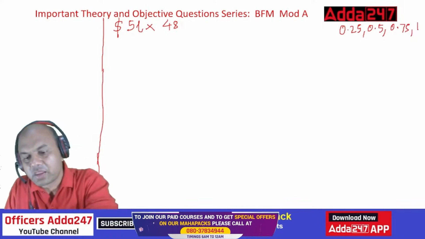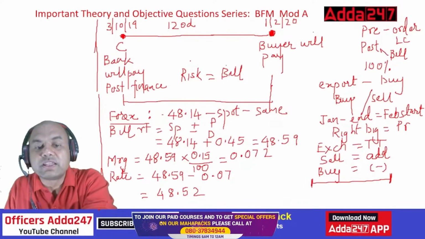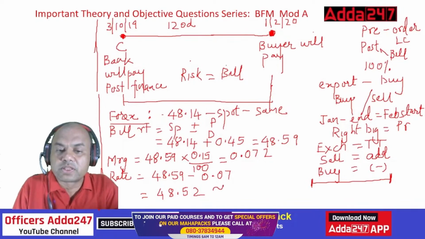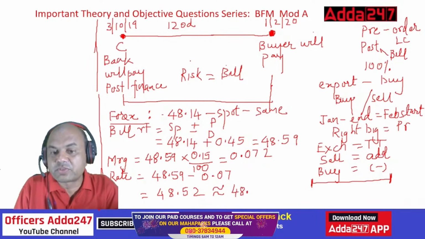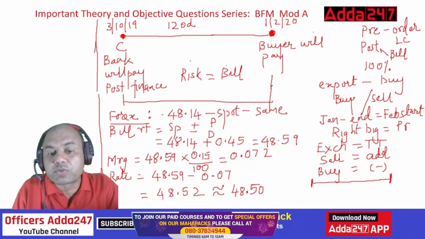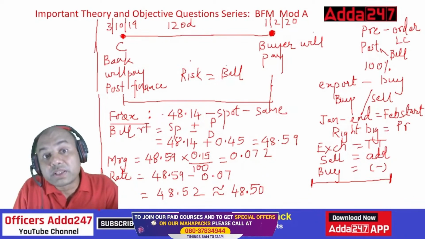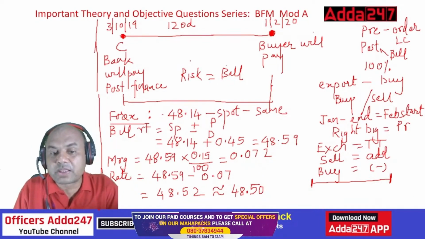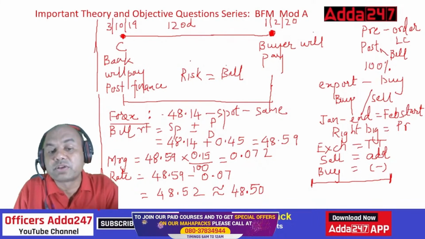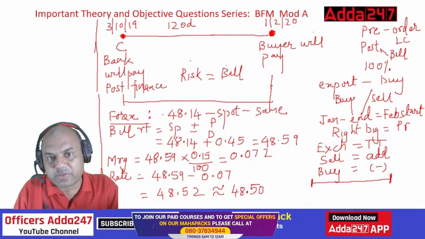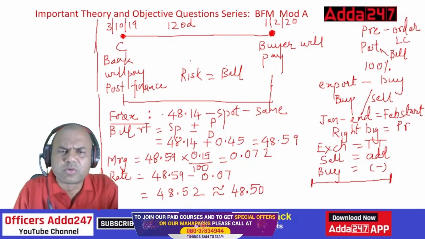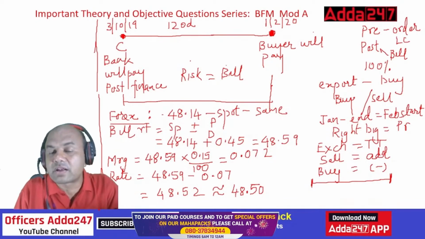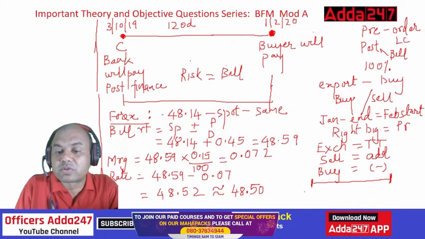So what is my rate over here? 48.52. What is the nearest 0.25 to this? It is 50, right? So I'll be using 50. And always remember, whenever you are using the buy rate, always round it off to the lowest nearer. Somebody can round this off to 48.75 also, because 75 is also near, but 50 is nearer. But whenever you are buying in any transaction, buying should always be done at the lowest near.